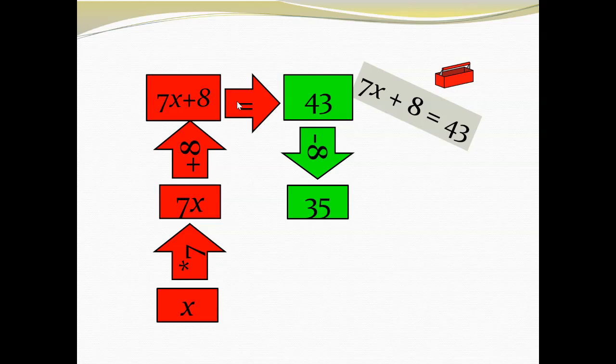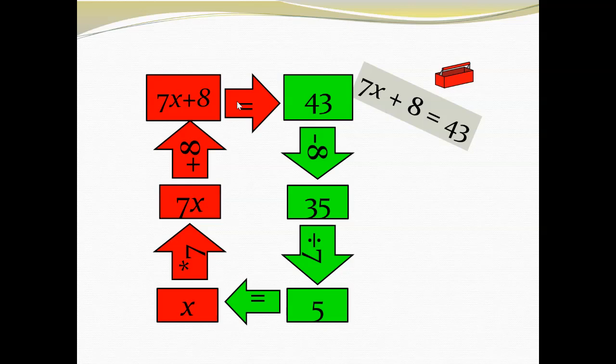Now that constant will then be divided by 7 because it's the inverse operation of being multiplied by 7. So we can isolate the variable, and that means that x is equal to 5. This simple flow chart helps students understand the process of isolating the variable.